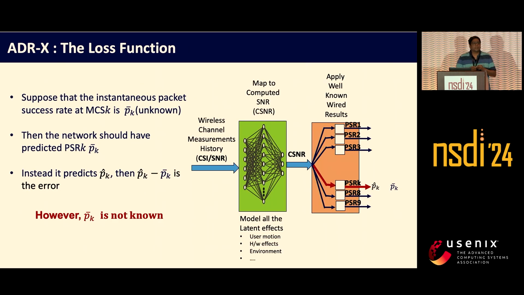Now, one of the tricky things here is how do you train this thing? So typically you have this neural net and you've got this predictor. The predictor is giving you some prediction, but where is the gradient descent coming from? Where is the error signal? Because you don't know what the actual PSR is to start with, right? So that was one tricky thing we had to solve.